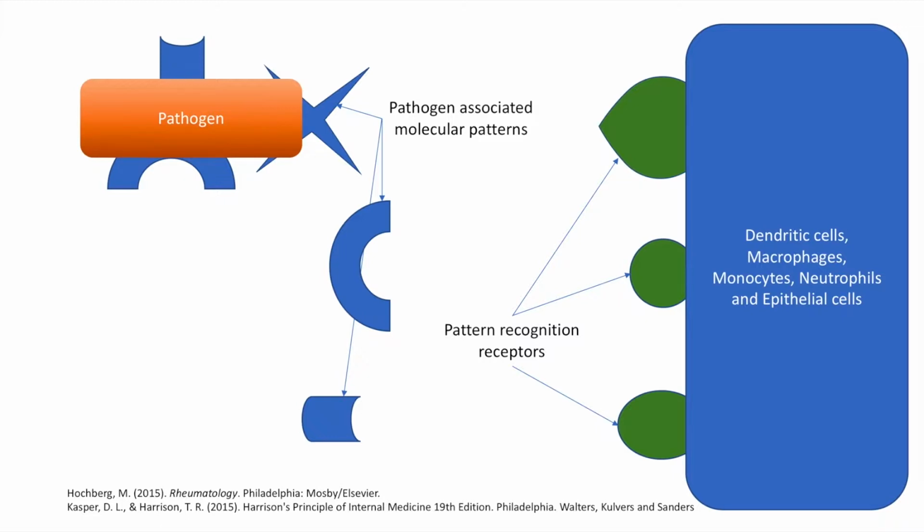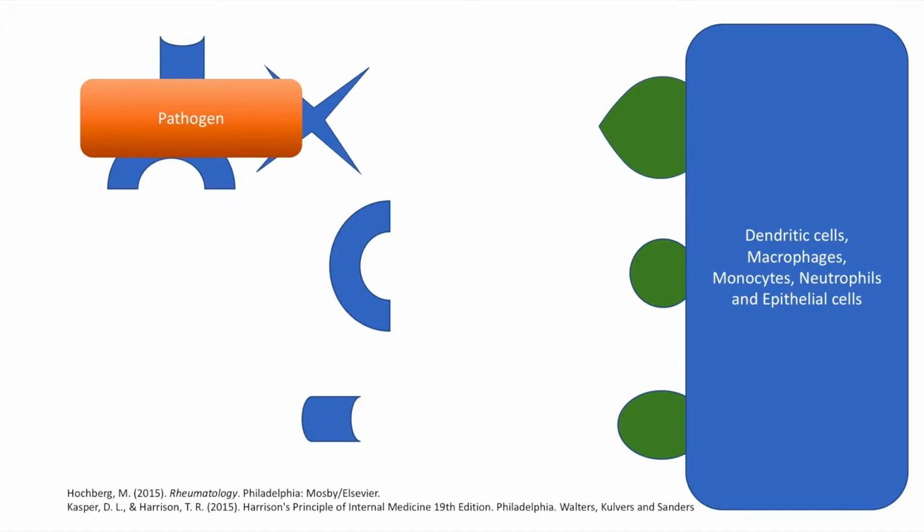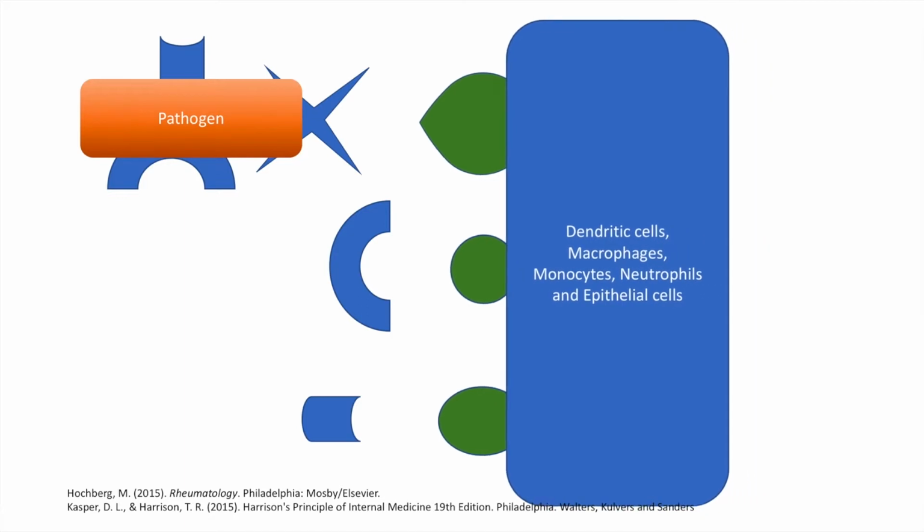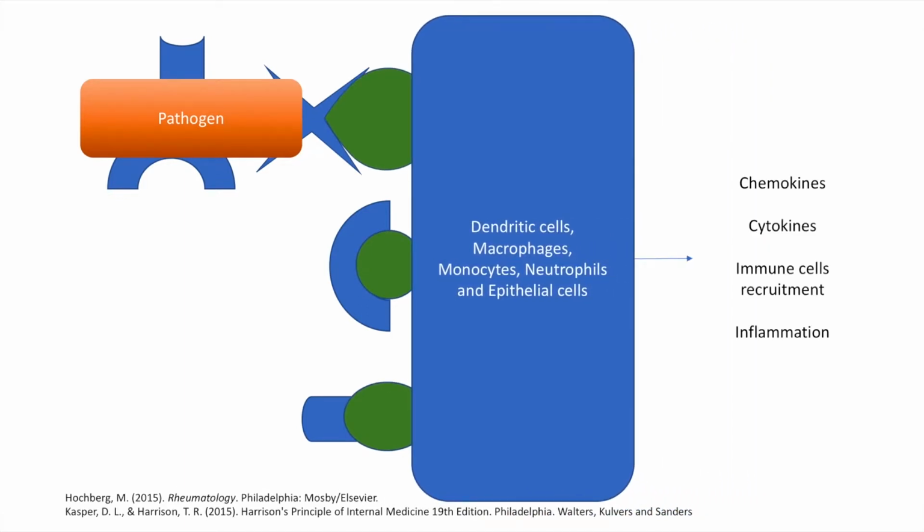We must keep in mind that pattern recognition receptors are present on dendritic cells, macrophages, monocytes, neutrophils, and epithelial cells. Once the pattern recognition receptor identifies the pathogen-associated molecular patterns seen here in blue, the pattern recognition receptors attach to these PAMPs. This results in chemokines, cytokines, and immune cell recruitment, and finally the process of inflammation, which functions to fight the pathogenic invasion.